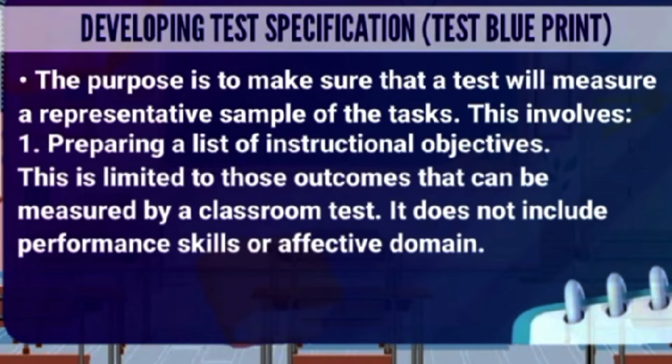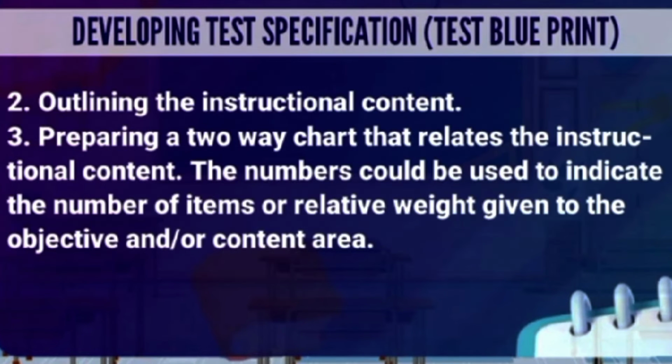So in this area, it focuses on the main objectives of the test or the blueprint because it measures the mental capacity of the learners through taking a test. Second is outlining the instructional content. Then third, preparing a two-way chart that relates the instructional content. The numbers could be used to indicate the number of items or the relative weight given to the objective and or content area.